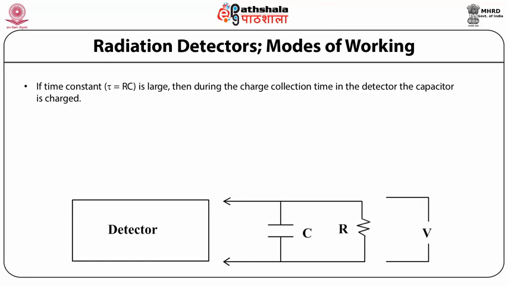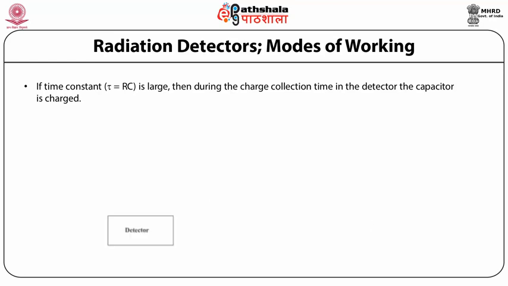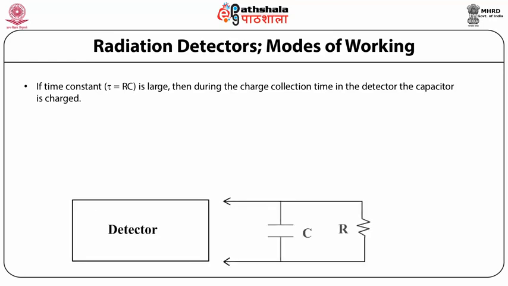It means, when the radiation interacts, charges are created. If they are charged particles, then electron hole pairs are produced. If they are photons, then electron hole pairs are produced. These electron hole pairs or electron ion pairs need to get collected at the electrode. So during the charge collection time in the detector, the capacitor is charged.